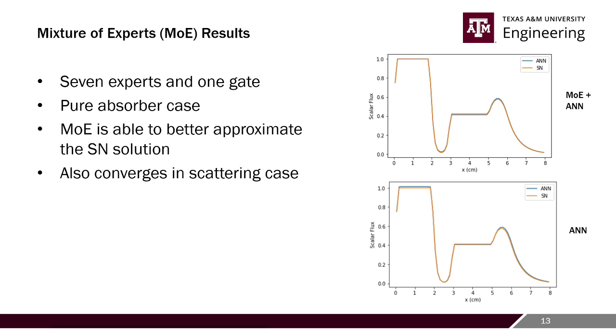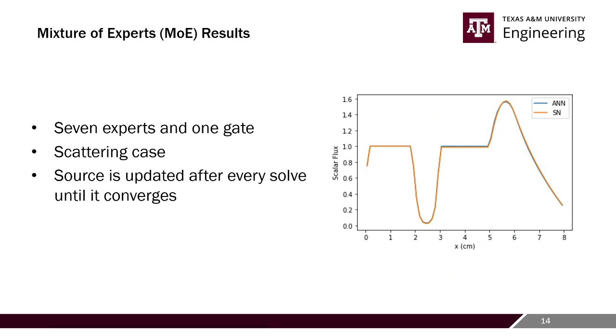And so for our results, we went with 7 experts and 1 gate because 7 was where we were able to gain the best results without going over and adding to the computational cost of each feed forward. And again, this is the pure absorber case, and our mixture of experts model is better able to approximate the SN solution than just the vanilla neural network. And then the mixture of experts model has the added benefit of being able to converge in the scattering case.